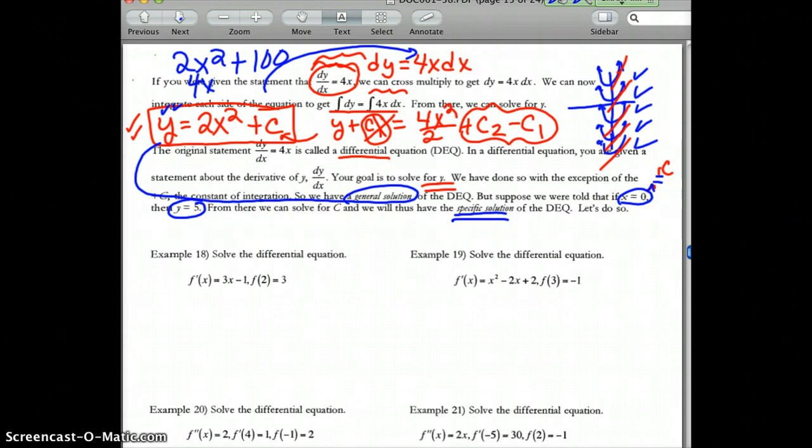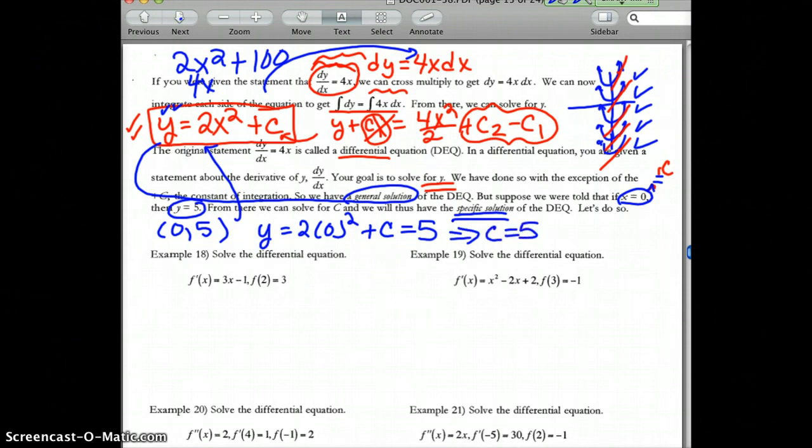So we're going to go find that right now. I'm told that it goes through the point (0, 5). Well, then I'm going to go to my original general solution and plug those values in. When x is 0, y is equal to 5. So I'd have y equal to 2 times 0 squared plus c, and that has to equal 5. Well, that implies that c is 5. So what I've got now is a very specific parabola. It's y equals 2x squared plus 5, and you can see that it goes through (0, 5).